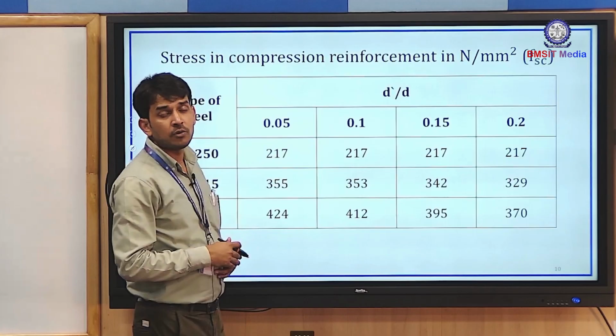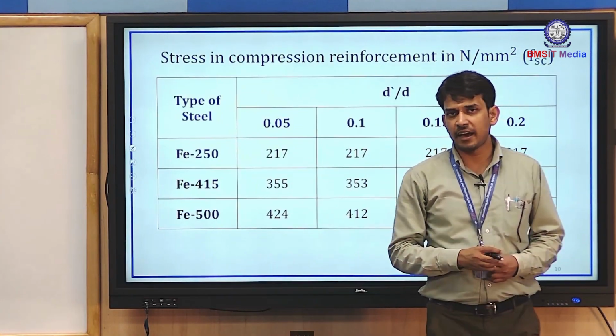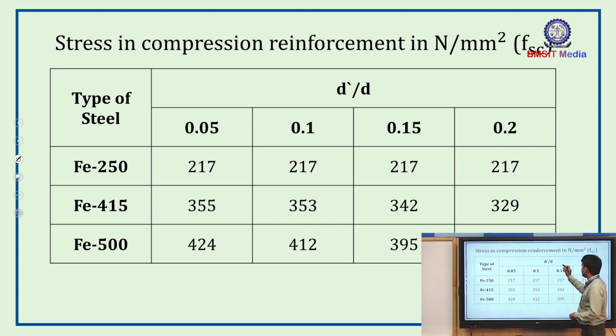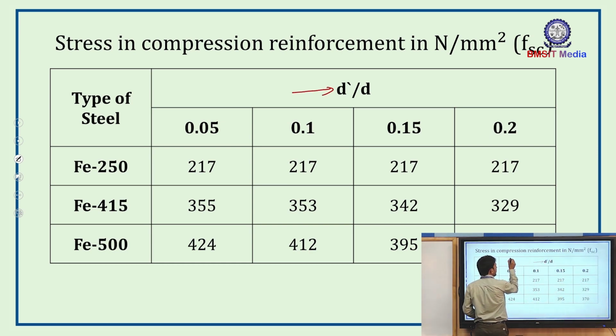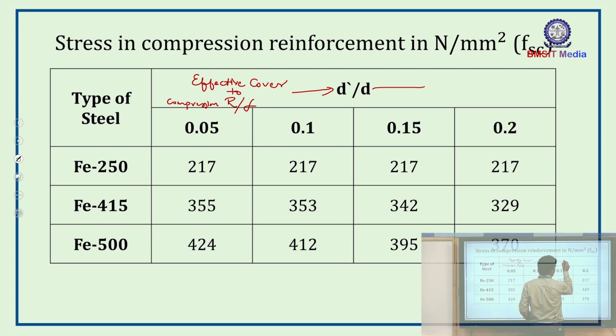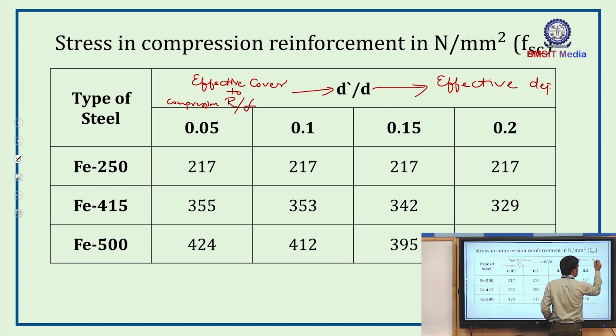And now, how we have to calculate the compression reinforcement. There is a table with some values, and those values depend on d dash by d. D dash, I already told you, is the effective cover to the compression reinforcement, and d is the effective depth. I hope you know, effective depth is the overall depth minus the effective cover to the tension reinforcement.